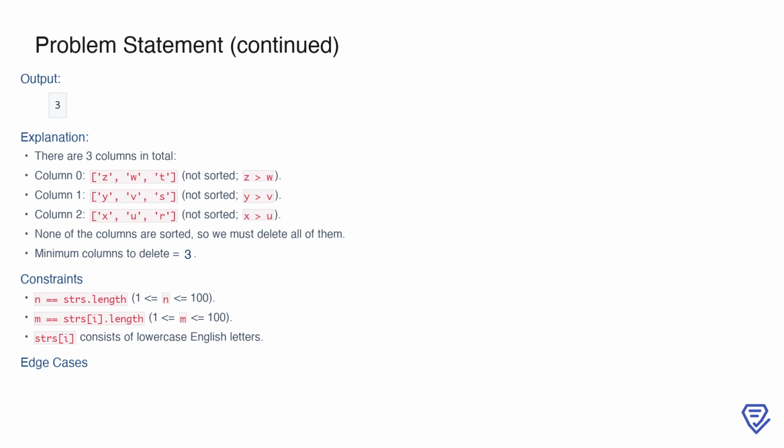To summarize, in the first example, we deleted one column to make the remaining columns sorted. In the second example, no columns needed to be deleted. In the third example, all columns were unsorted, so we had to delete all three columns. This demonstrates that the minimum number of columns to delete depends on the arrangement of characters in each column.